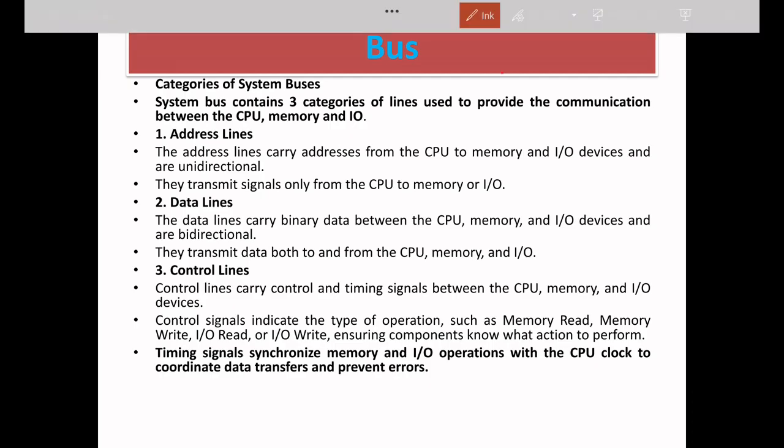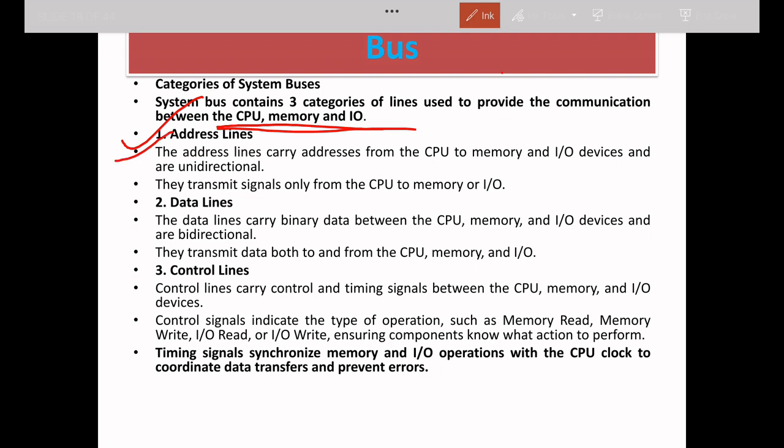We already discussed it. The bus contains 3 categories of lines used to provide communication between the CPU and memory, input and output. So there are 3 types. Number 1 is the address lines. The address lines carry addresses from the CPU to memory and input devices, and they are unidirectional.